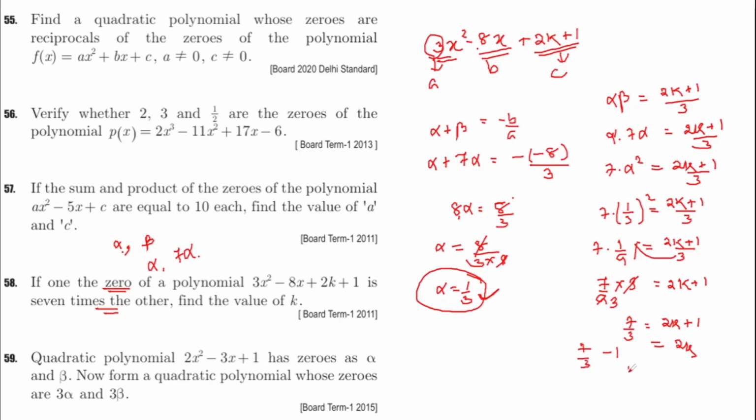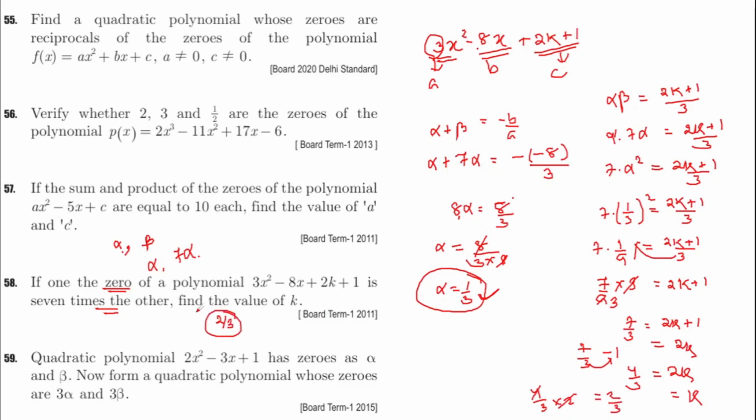Now this will be your 4 by 3. This 3 will multiply with 1 and that will give you 3. The 7 minus 3 will be 4 by 3. That is your 2k. The value of k will be 4 by 3 and this 2 will be divided, hence 2 times 2, that will be 4 and the answer is 2 by 3. Here the answer is 2 by 3.